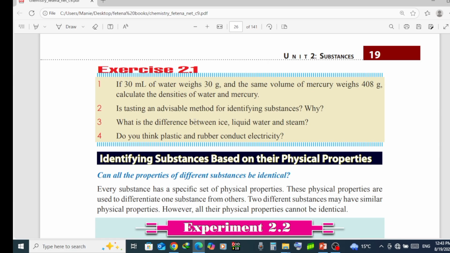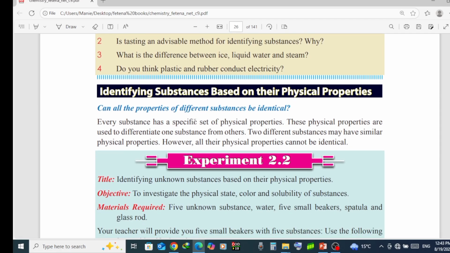So we'll try to see them in a separate video next time, but you try your best. All right. So the other thing is identifying substances based on their physical properties.